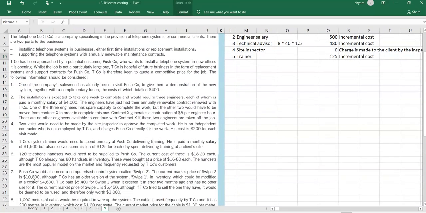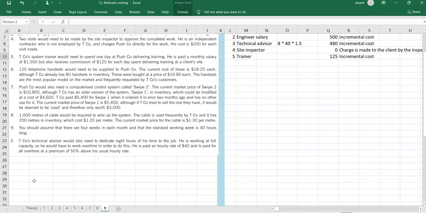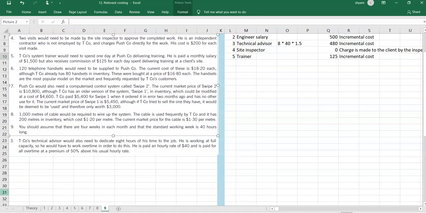So we'll just copy this and we'll move it above. Okay, so I think we were in 5, 6. Okay, 6 is here. 120 handsets would need to be supplied to Pushco. So the next item is handsets. And it says 120 is required. The current cost of these is 18.2. If you want to buy it, it is 18.2 now.